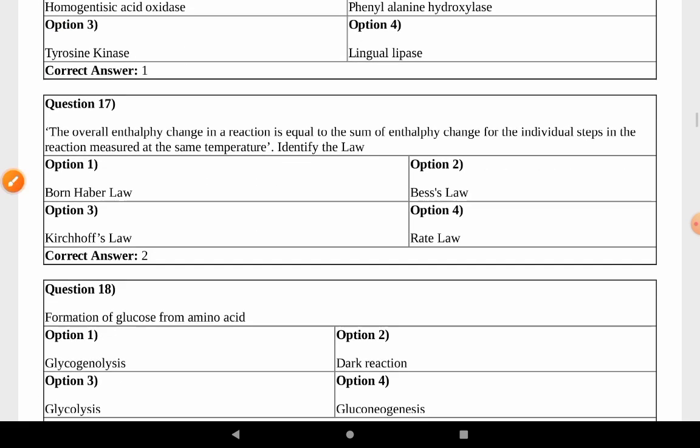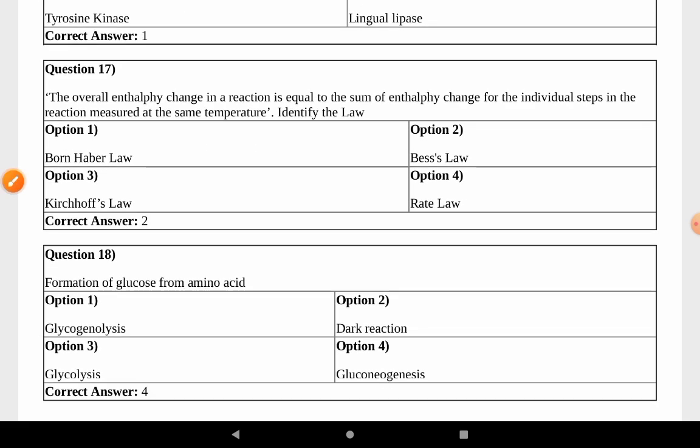Our next question is the overall enthalpy change in a reaction is equal to the sum of enthalpy change for the individual steps in the reaction measured at the same temperature. Identify the law. Option 1 Born-Haber law, option 2 Hess's law, option 3 Kirchhoff's law, option 4 Rate law. So the correct answer is option 2, Hess's law.